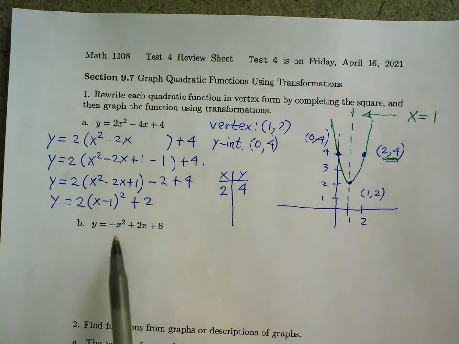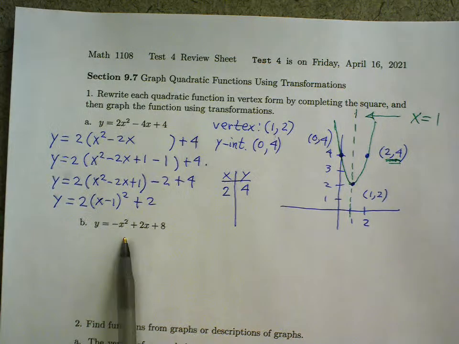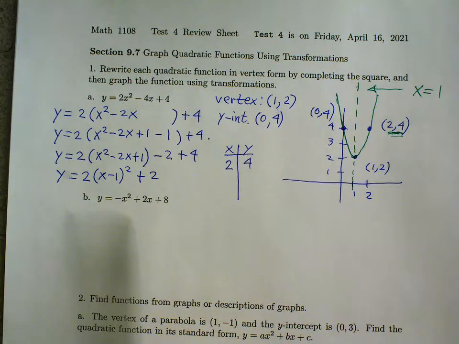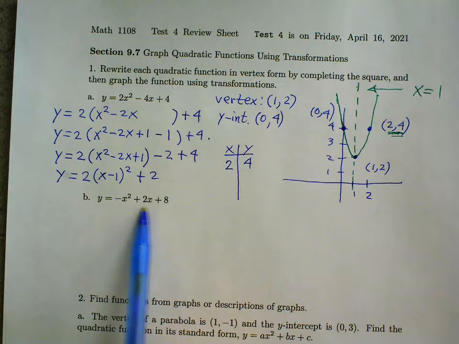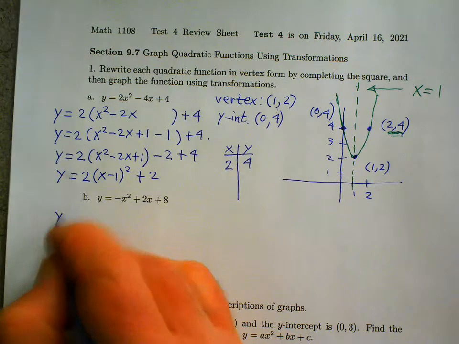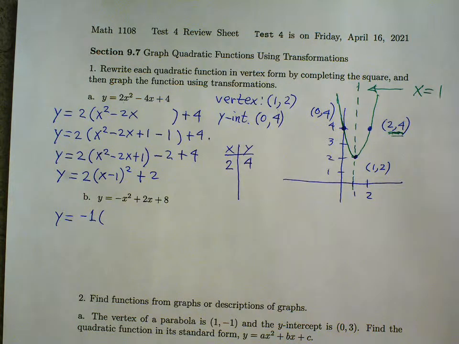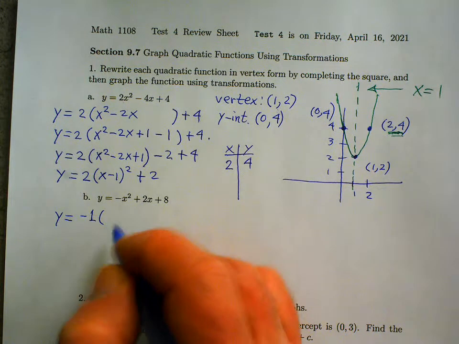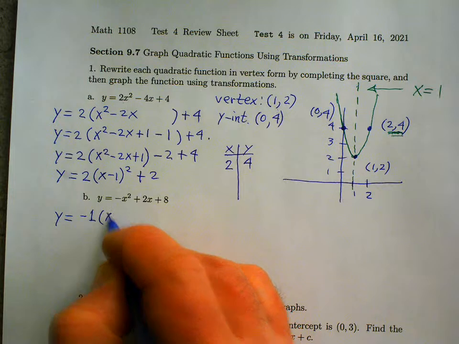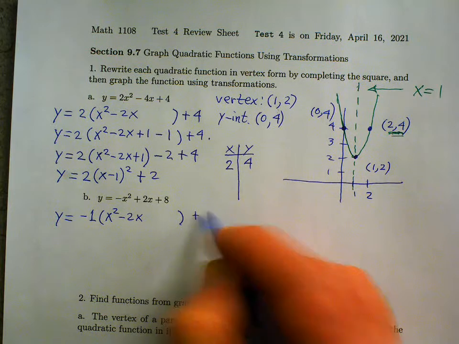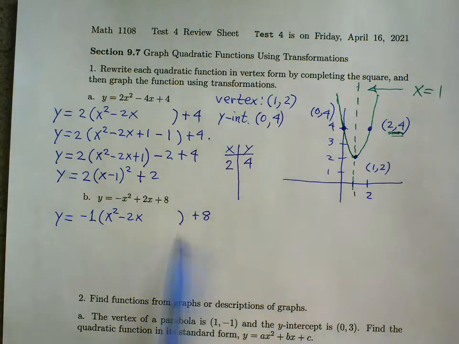All right, for the next one, let's just get it into vertex form in 4 steps. So y equals negative x squared plus 2x plus 8. So we factor -1 out of the x squared term and the x term. So when we factor -1 out of the first 2 terms, we get -1 times the quantity x squared minus 2x. But leave the plus 8 outside of the parentheses.